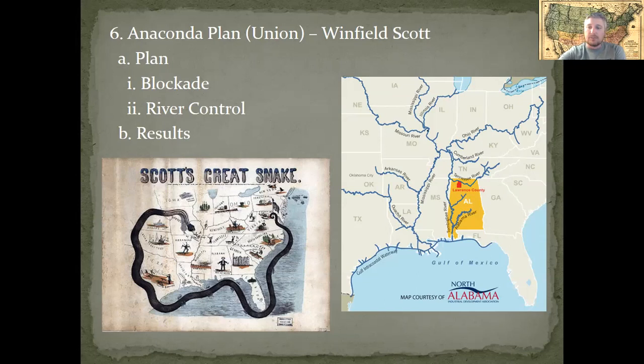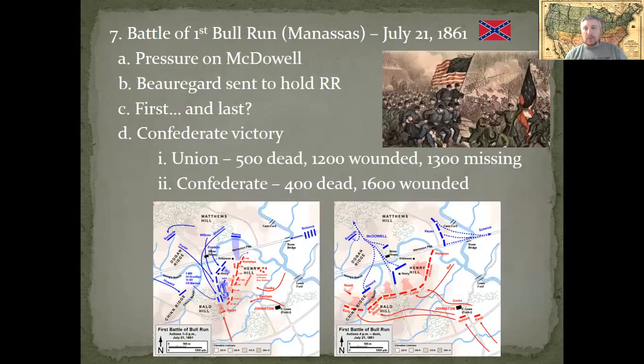So again, there's multiple purposes to the blockade, to the Anaconda Plan, trying to choke out the South economically, trying to control key riverways, and it was met with mixed success. All right, well, let's get down to it. Let's get to the first major battle of the war. This takes place on July 21st, 1861.